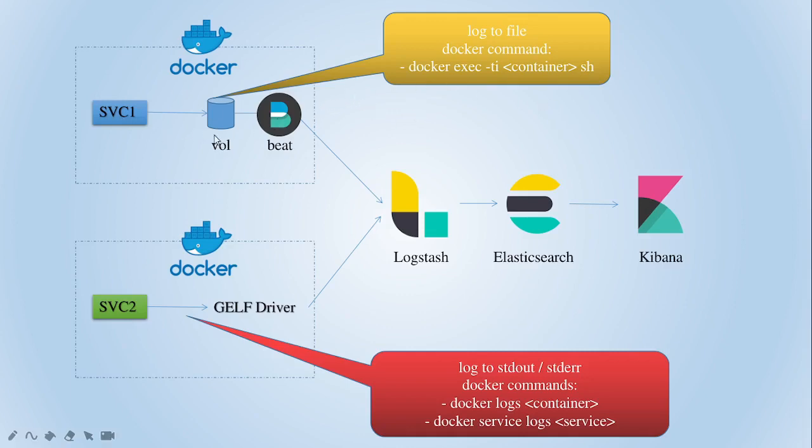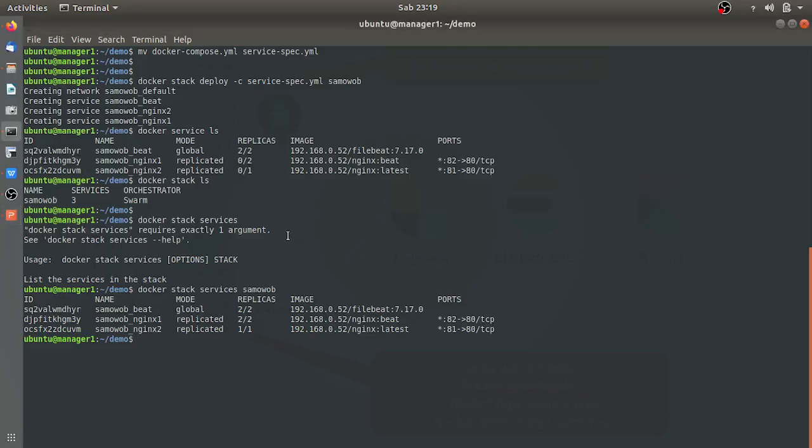Now I will access the service. The containers will produce some logs, and we will see if the logs are successfully shipped to ELK and finally stored in Elasticsearch. Let's access port 82 and 81.